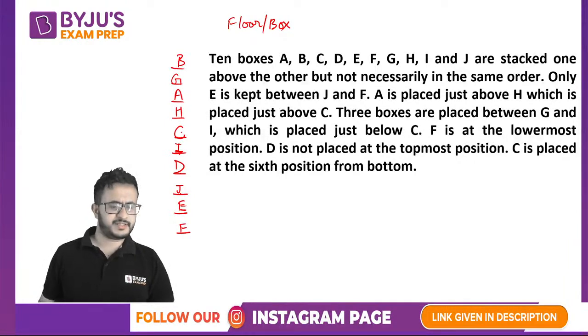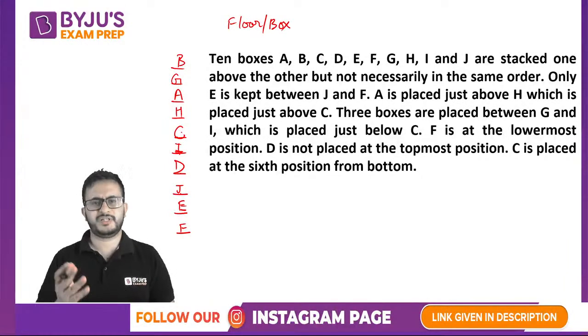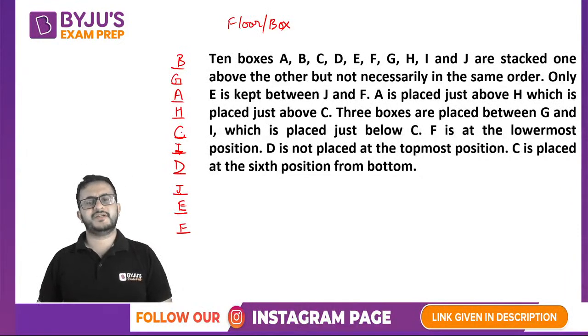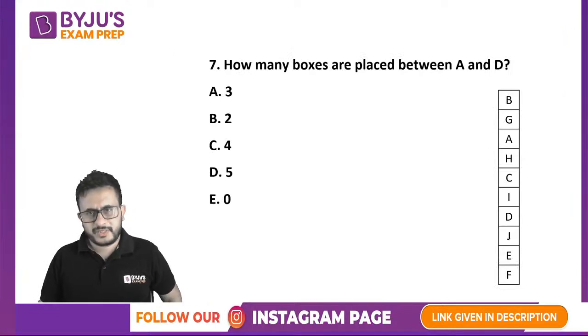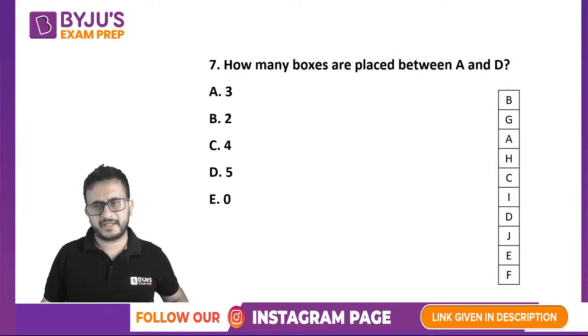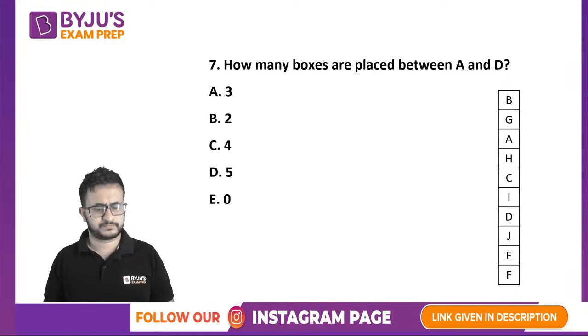All right. So now we can answer the questions because in such questions, see, if you talk about reasoning questions, these puzzles, you need to make a common solution and then answer the questions, right? Because they will be related to the same. You do not have individual questions, right? All right. So how many boxes are placed between A and D? So this is A, this is D. One, two, three boxes between A and D.